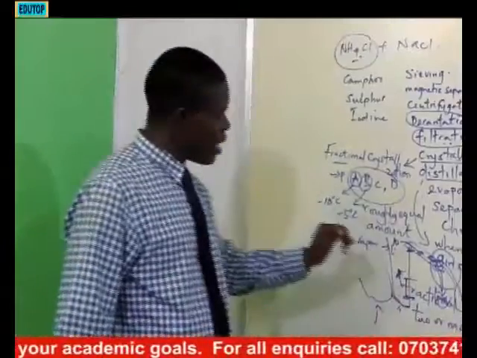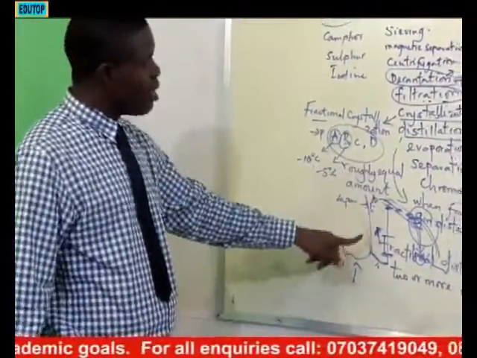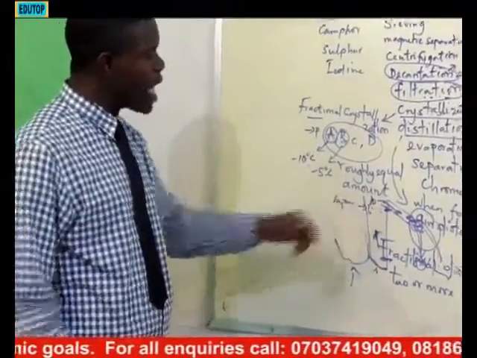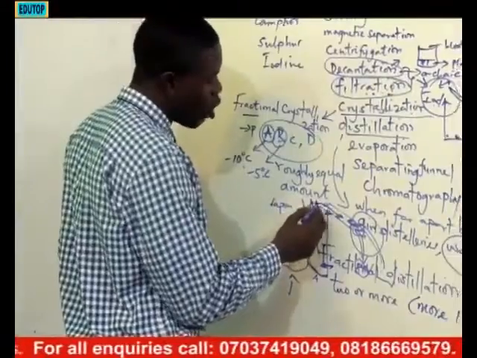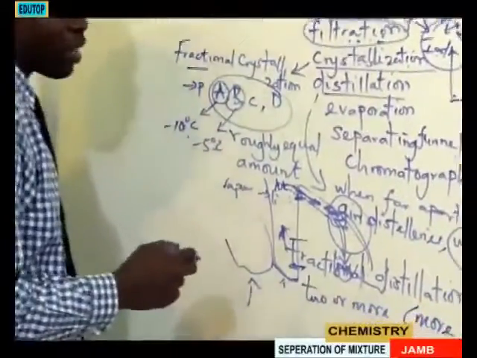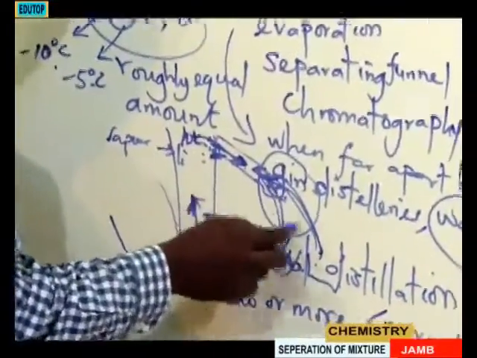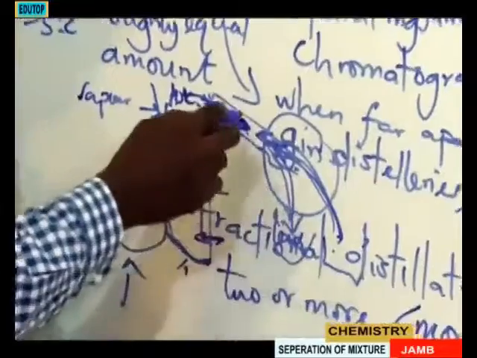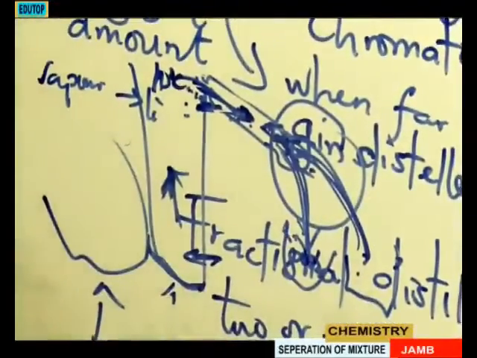Fat has a higher boiling point. So as you begin to heat, as the liquid turns to vapor and gets to the upper region, where the temperature correlates to that of the upper region, it enters into the Liebig condenser. As it enters the Liebig condenser, the cooling water should cool that vapor, and the vapor enters here in the form of liquid.